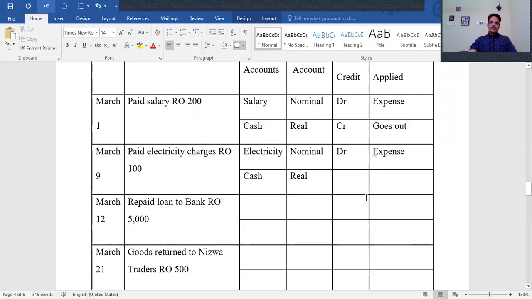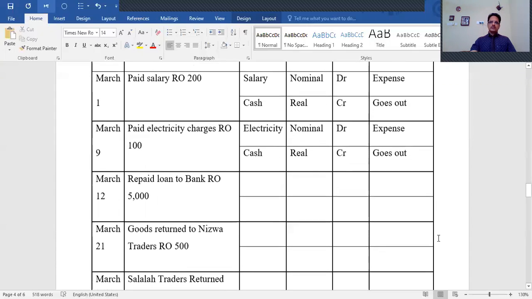Then cash is a real account. Then for a real account, what is the rule? Debit what comes in, credit what goes out. When electricity is being paid, cash is going out. So credit what goes out. You can write it as goes out.